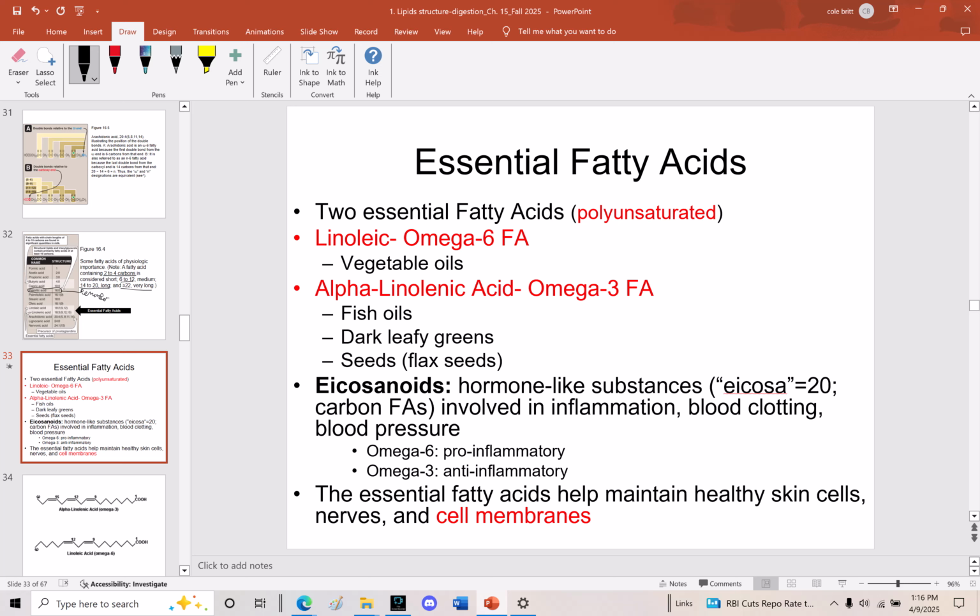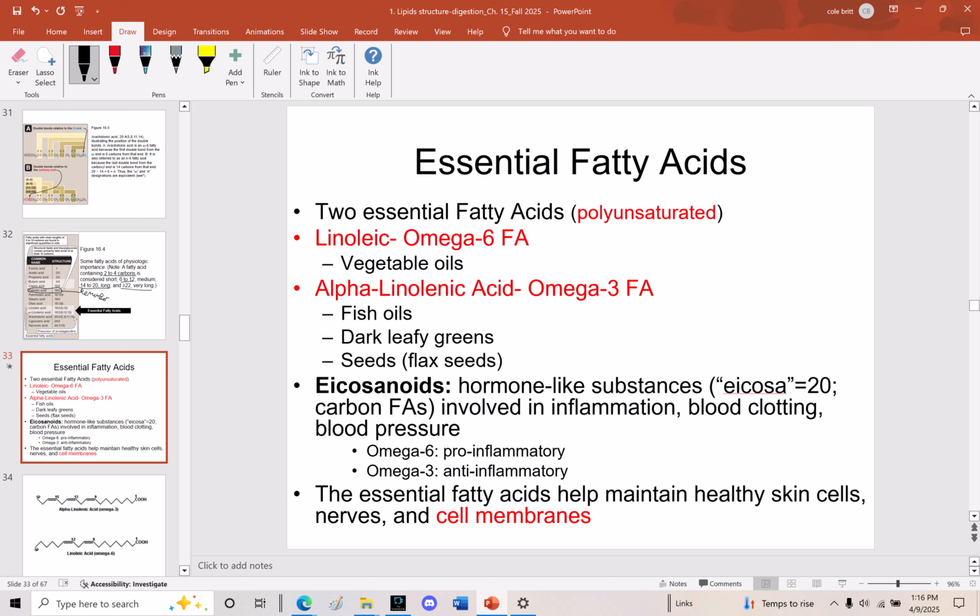Yes. Are eicosanoids related in any way to prostaglandins? They are prostaglandins. So yes. And that's what we're going to talk about in the next slide. Not the next slide, but we are going to talk about them in relation to prostaglandins.